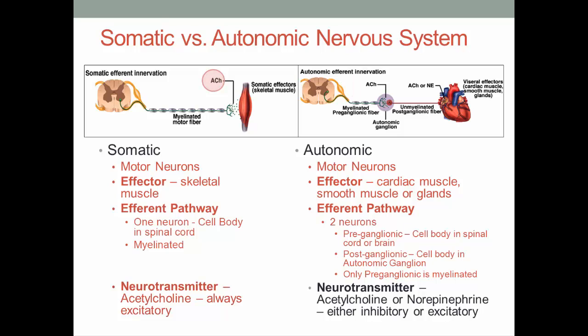Then finally, the last thing to look at is the neurotransmitters. In the somatic nervous system, the neurotransmitter is acetylcholine. It's always excitatory because we want the muscle to contract so we can move. Whereas in the autonomic nervous system, the neurotransmitter is either acetylcholine or norepinephrine, and it's either inhibitory or excitatory depending on the action we want on that effector.